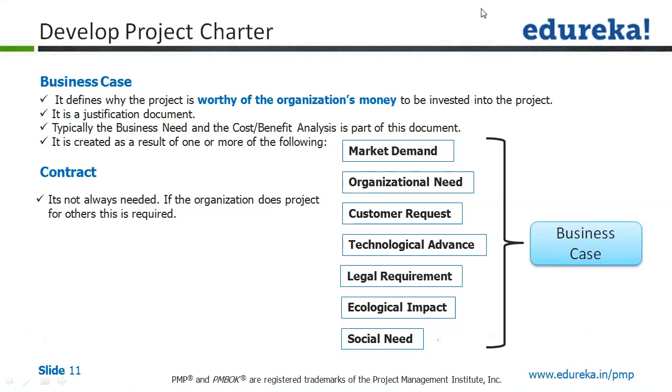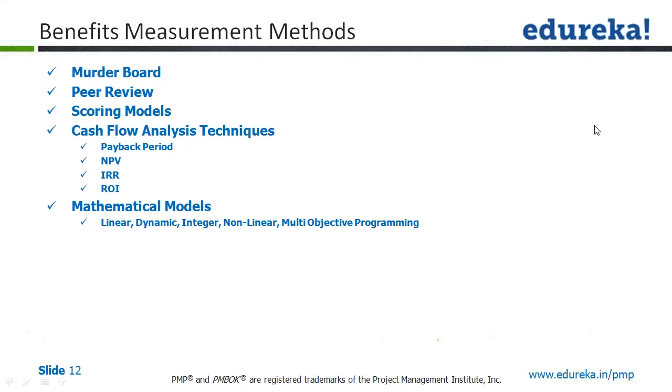And you know very clearly that for the business case, you have to pick up the leads from the need by the market, the need by the organization, the customer request, the technological advancement. It could be a legal requirement, an ecological impact, or a social need. So how do we measure the benefits coming out of a project? We'll be using some new terms here, and let me familiarize you with those terms. There are certain methods which are used to know whether a particular project would be beneficial or not.